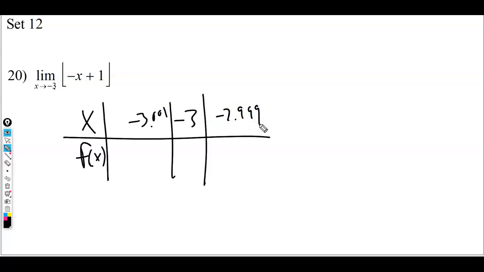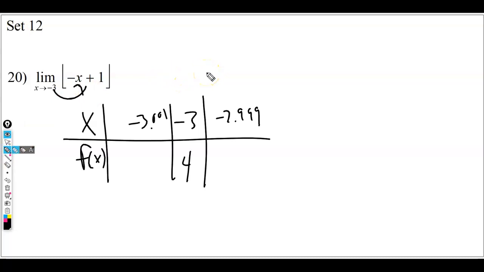Now let's see what we would get if we plug these things into our function. At -3 we end up with 4 as our answer, right? We've already figured that out. We plugged in -3 and we got 4. What if I plugged in -3.001?